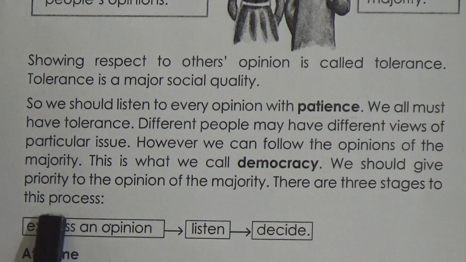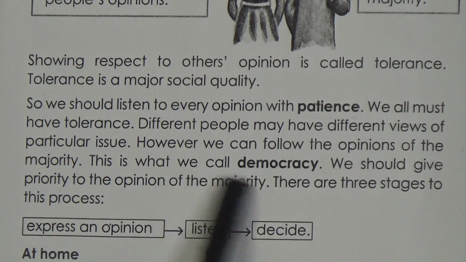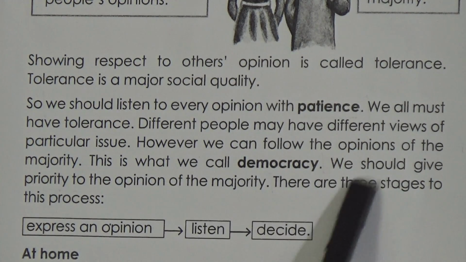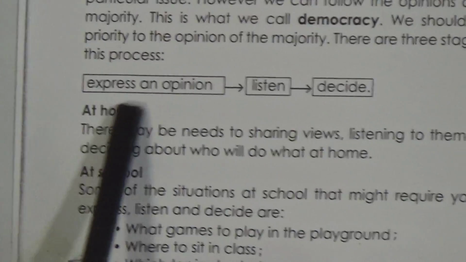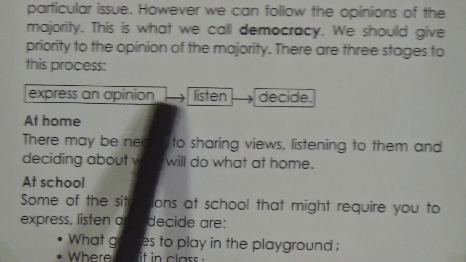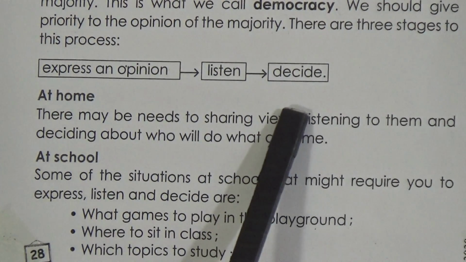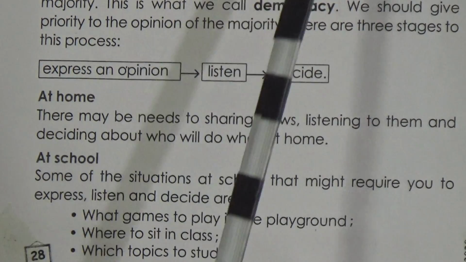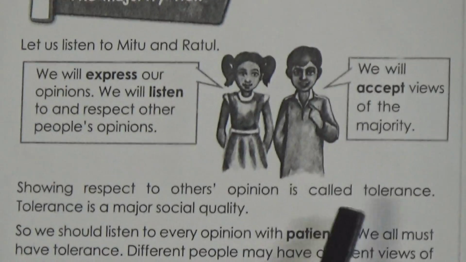There are 3 stages to this process. So how the majority's opinion is granted and how democracy can happen, these are actually processed in 3 stages. The first one is to express an opinion. At first we have to express, and then there should be someone to listen. Someone will listen to the words expressed by the people and then decide. Suppose there is Mitu and there is Ratul. If Mitu says something, Ratul will listen and then Ratul will decide whether he will take the decision or not.